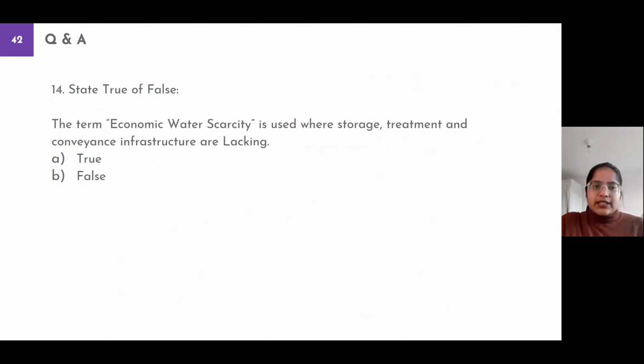Moving on to question 14, state true or false. The term economic water scarcity is used where storage, treatment, and conveyance infrastructure are lacking. Is this option true or false? So this is indeed true. Economic water scarcity is when you do not have enough storage infrastructure, treatment infrastructure, and conveyance infrastructure for storing water. So this is indeed true.